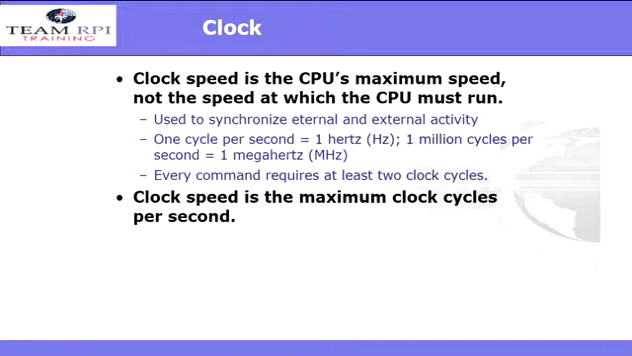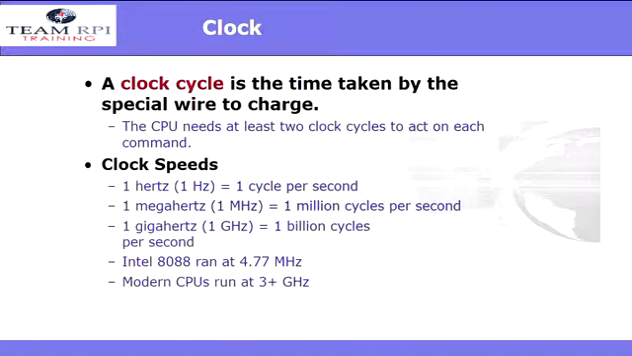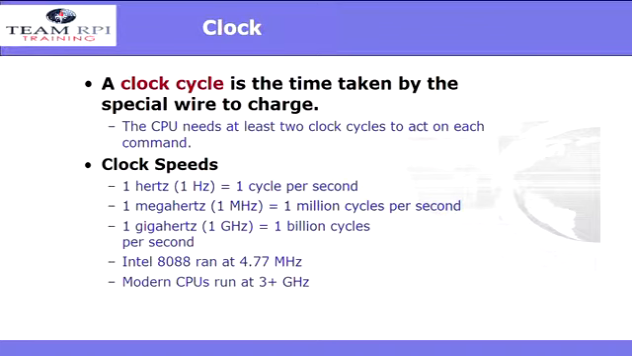1 cycle per second equals 1 hertz. 1 million cycles per second equals 1 megahertz. Each command requires at least 2 clock cycles. The clock speed is essentially the maximum clock cycles per second. A clock cycle is the time taken by the special wire to charge. Remember, the CPU needs at least 2 clock cycles to act on each command.